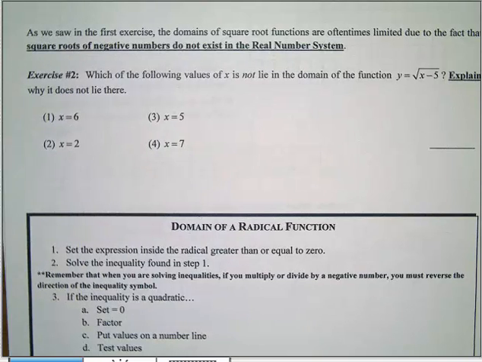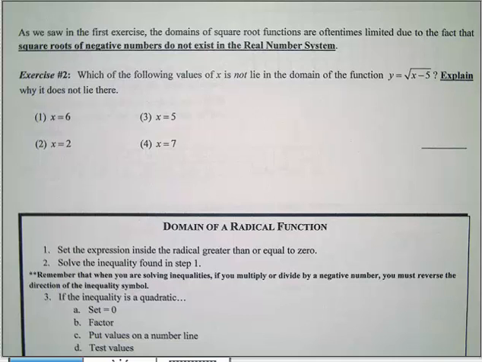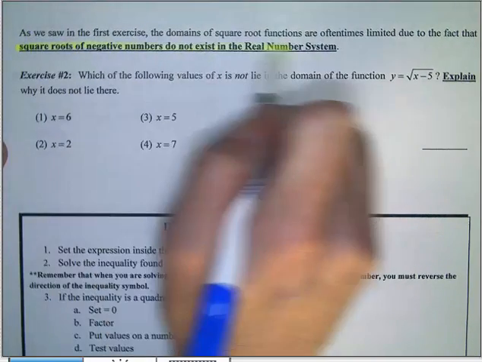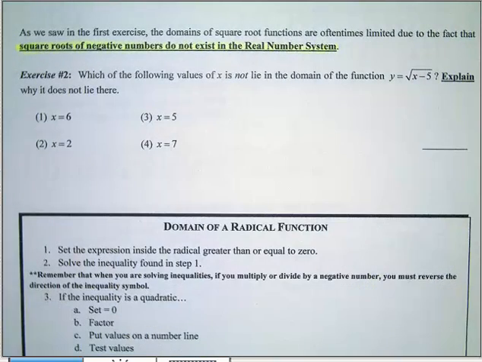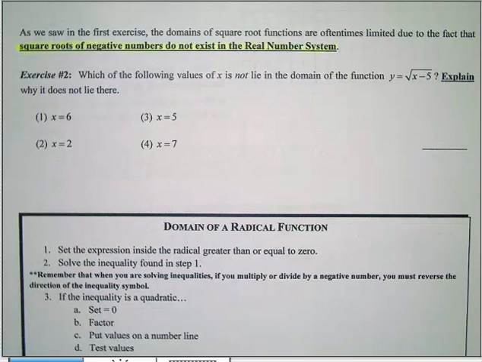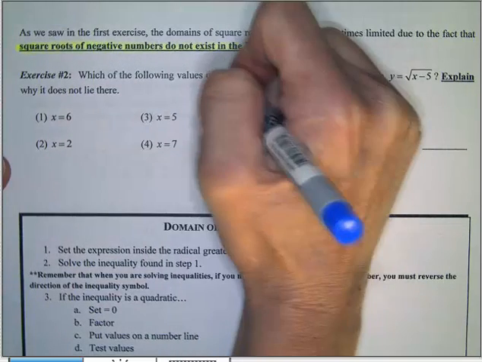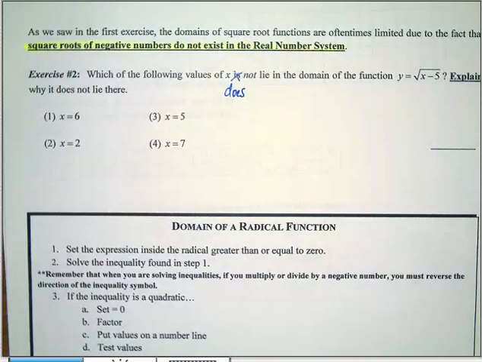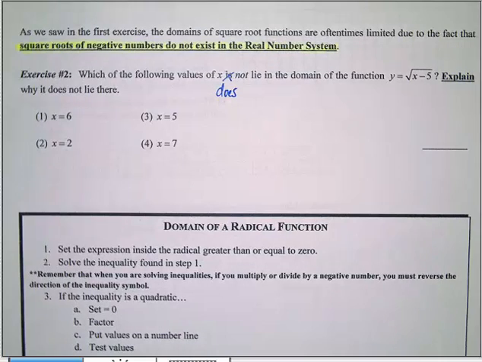As we saw in the first exercise, the domains of the square root functions are oftentimes limited due to the fact that square roots of negative numbers do not exist in the real number system. Very, very important. So please highlight that. Okay, remember, when we talked about domain and range, it was of the real number system. Okay, so that's why we couldn't have those imaginaries. So, which of the following values of x does not lie in the domain of the function y equals square root of x minus 5. So go ahead and grab your calculator and graph that. And look at the table.